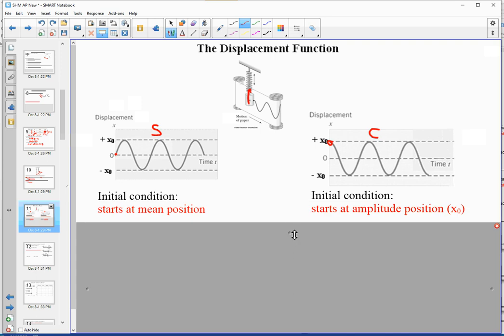So as it says, a good thing to write in your notes: you're going to use sine to model when it starts at the mean position, and you're going to use cosine to model when it starts at the amplitude position. Hopefully that makes perfect sense. That's really the only difference.